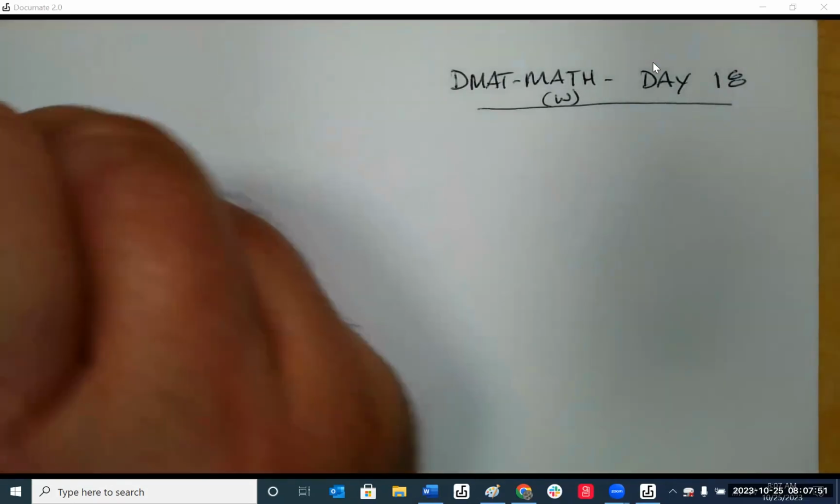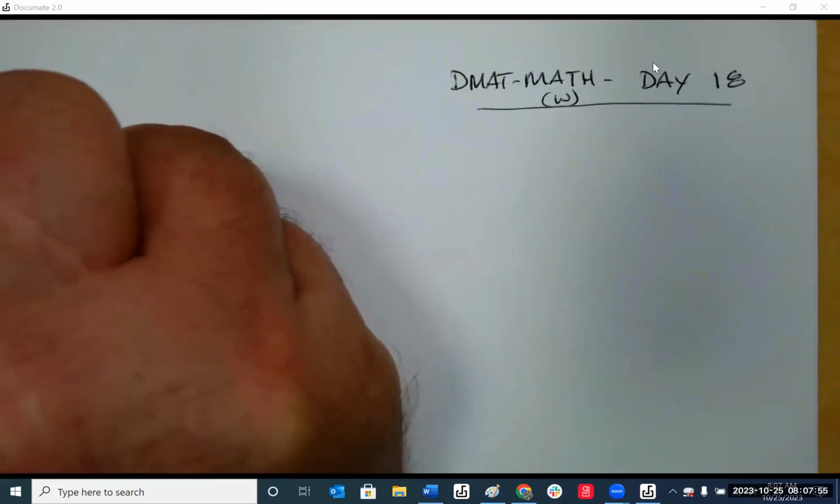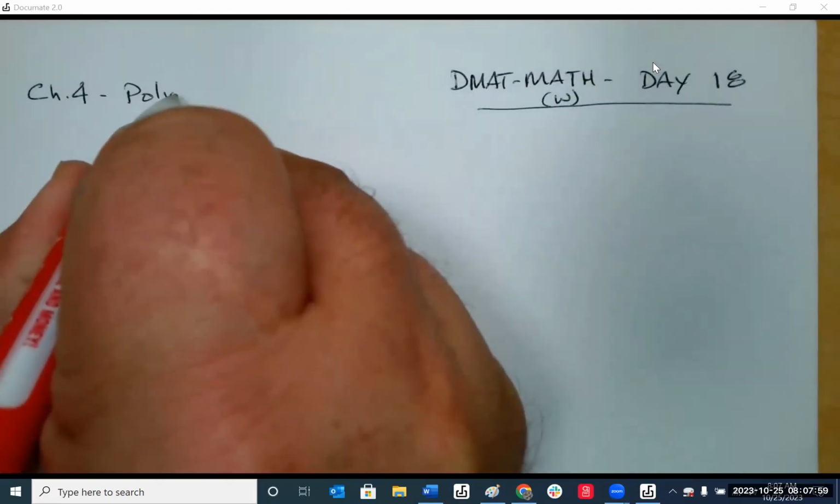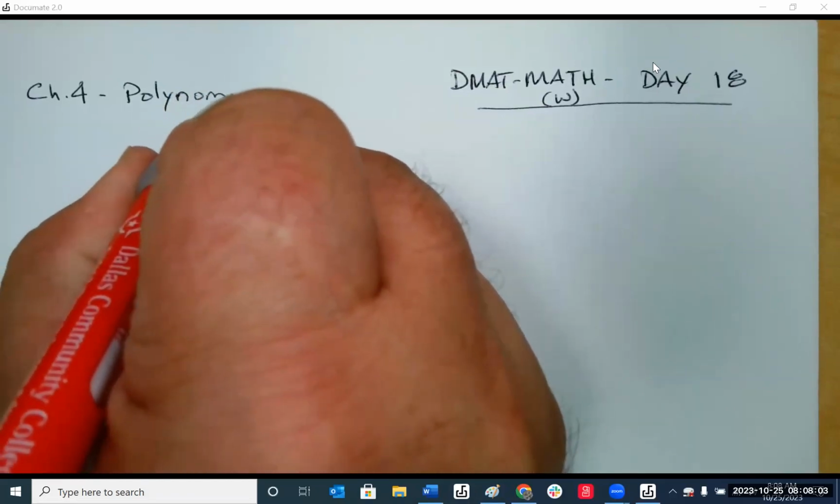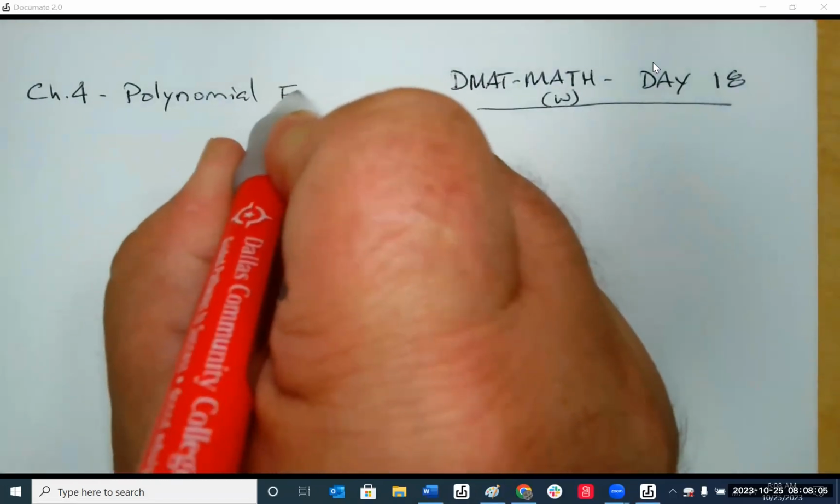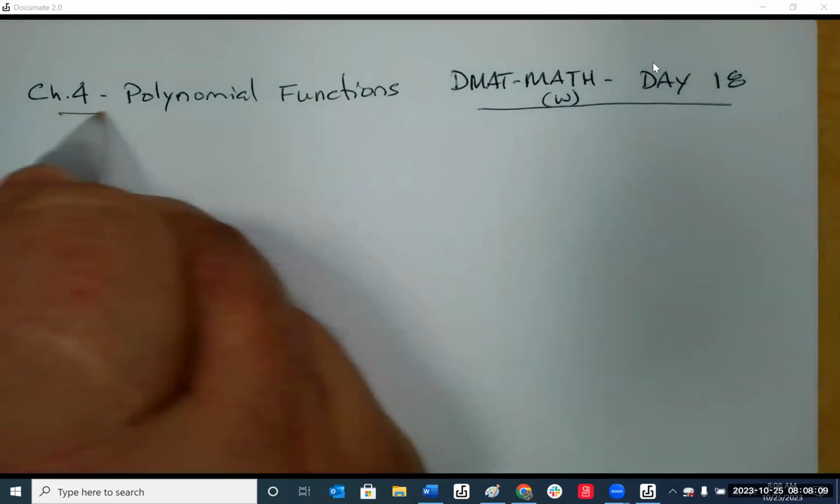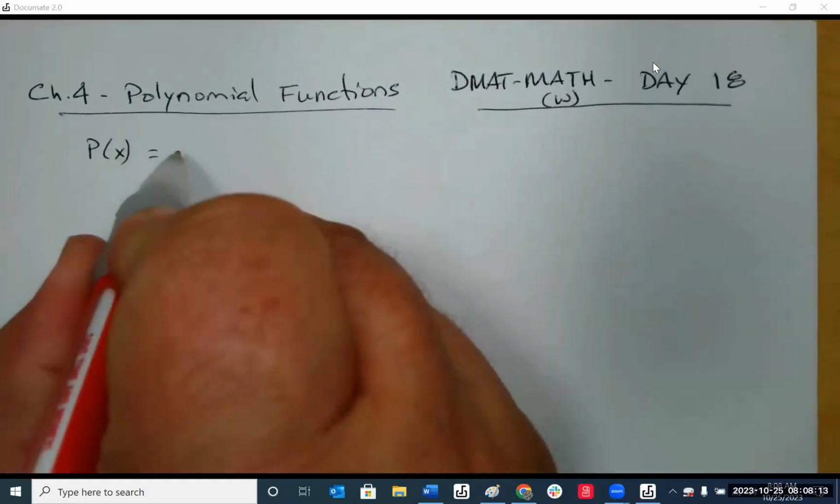Today we're going to review what we did in chapter 4, section 1. Remember, chapter 4 deals with polynomial functions. Polynomial function simply means it has many terms.